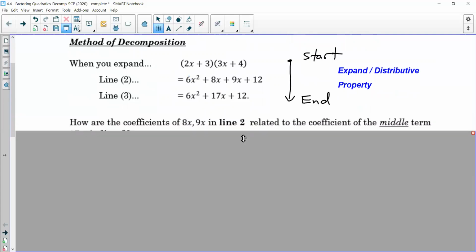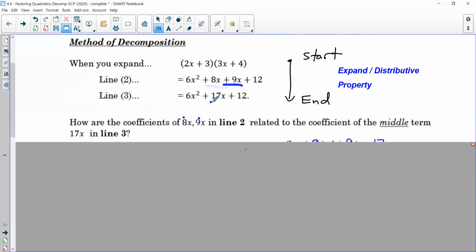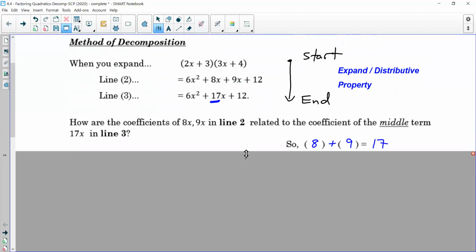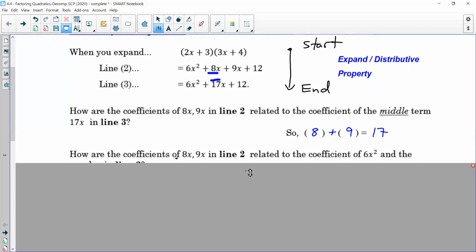So to take a look at how this technique works, we're going to focus on these two terms here. So how can the coefficients, that 8 and that 9, what are they connected to here? Well, they add to 17. So it looks a little bit like the simple trinomial technique with a equaling 1. This is what we refer to as a complex trinomial. And it looks like we have the same sort of idea, is that these middle two terms add to 17.